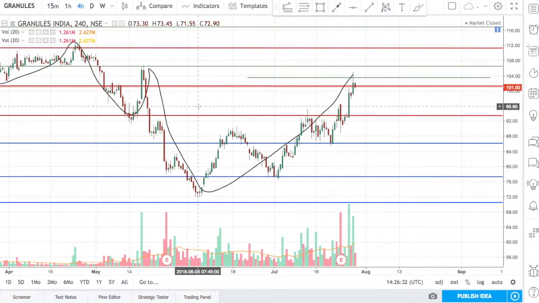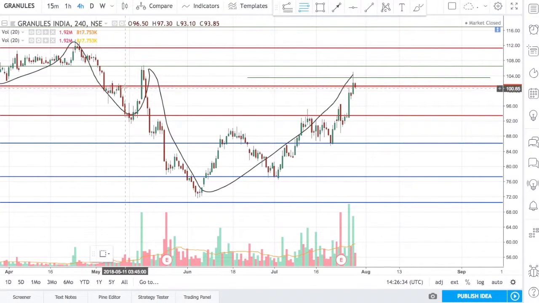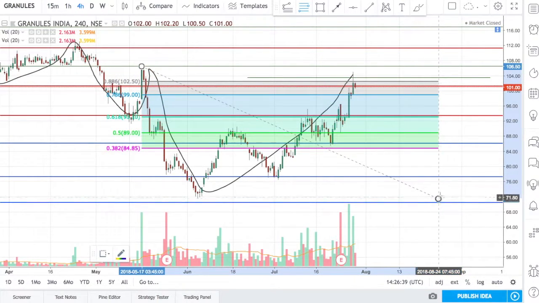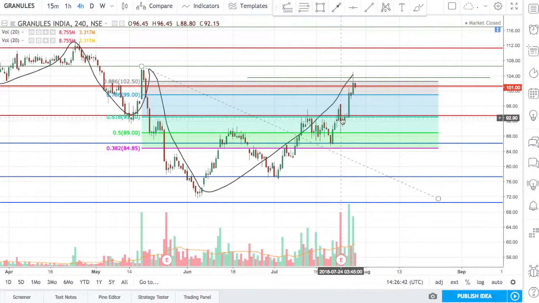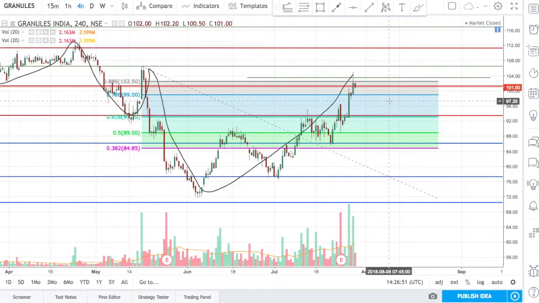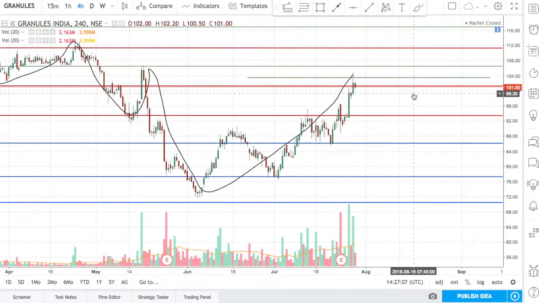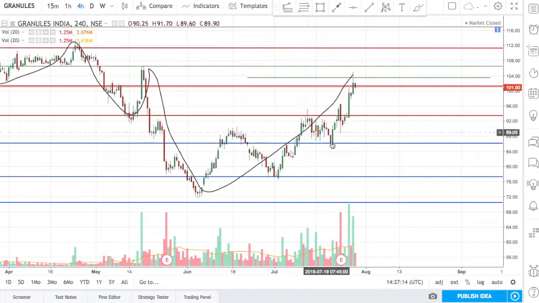Why am I saying overextended? If you take a retracement of this impulsive move here, you could see that the retracement is well past the 0.618, 0.786 and 0.886. So we could tell this retracement is a bit overextended. So there is a possibility of a pullback because of this overextension.